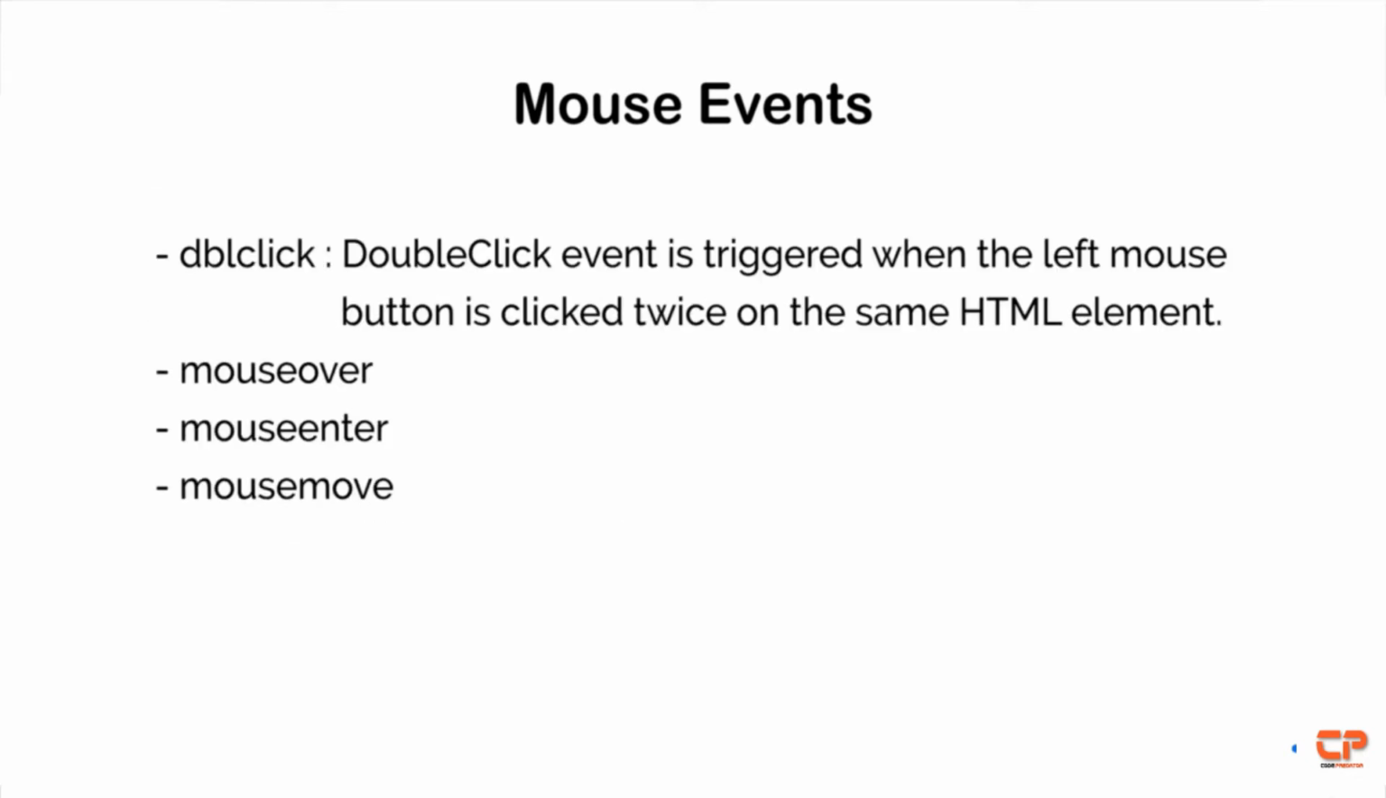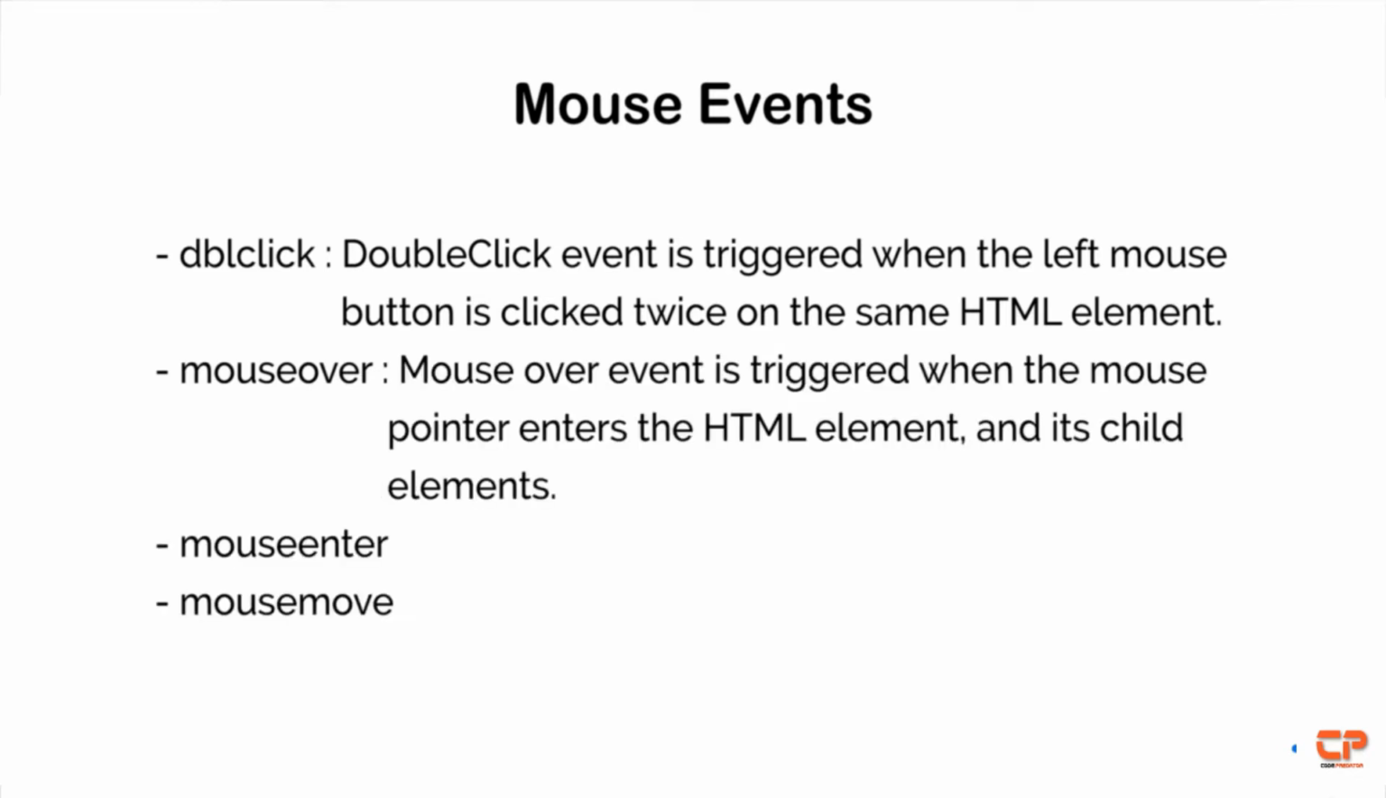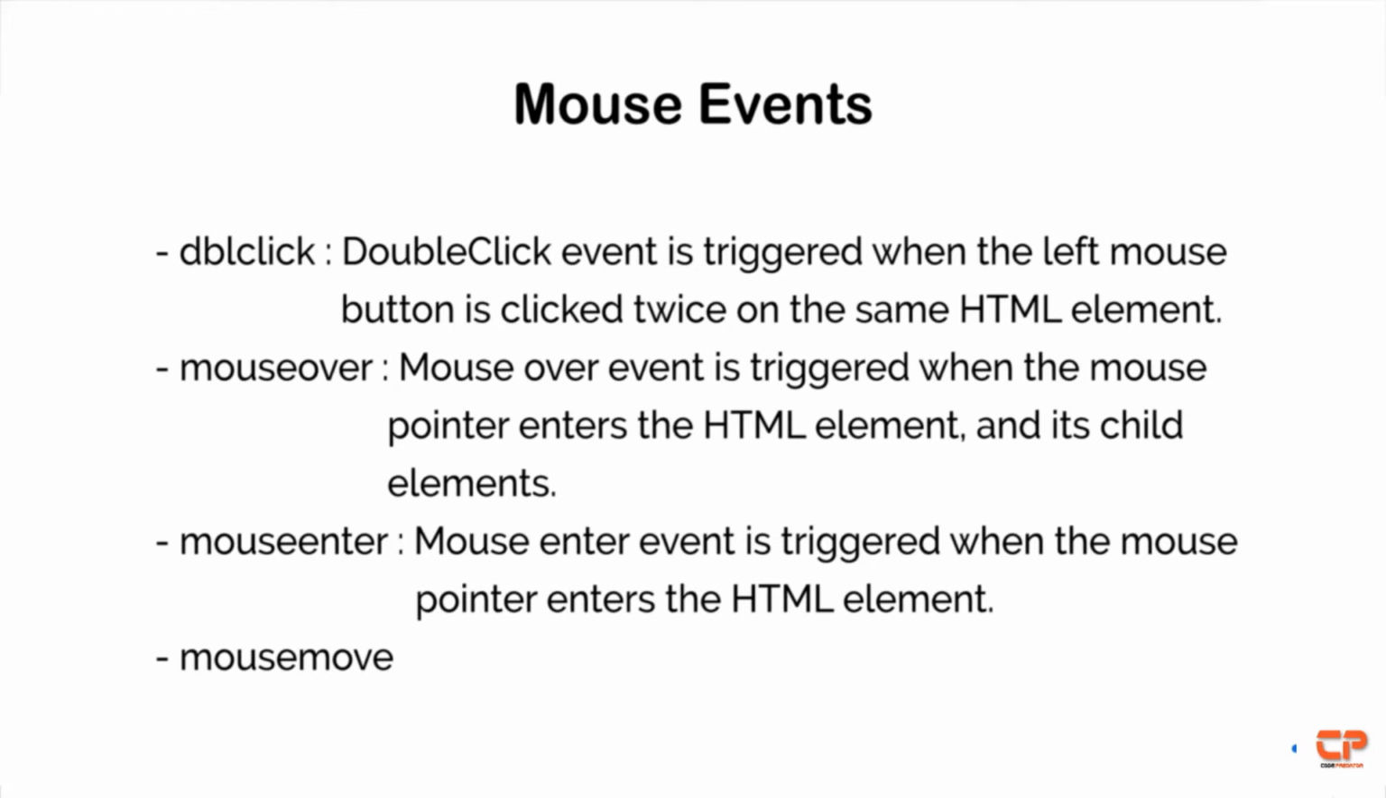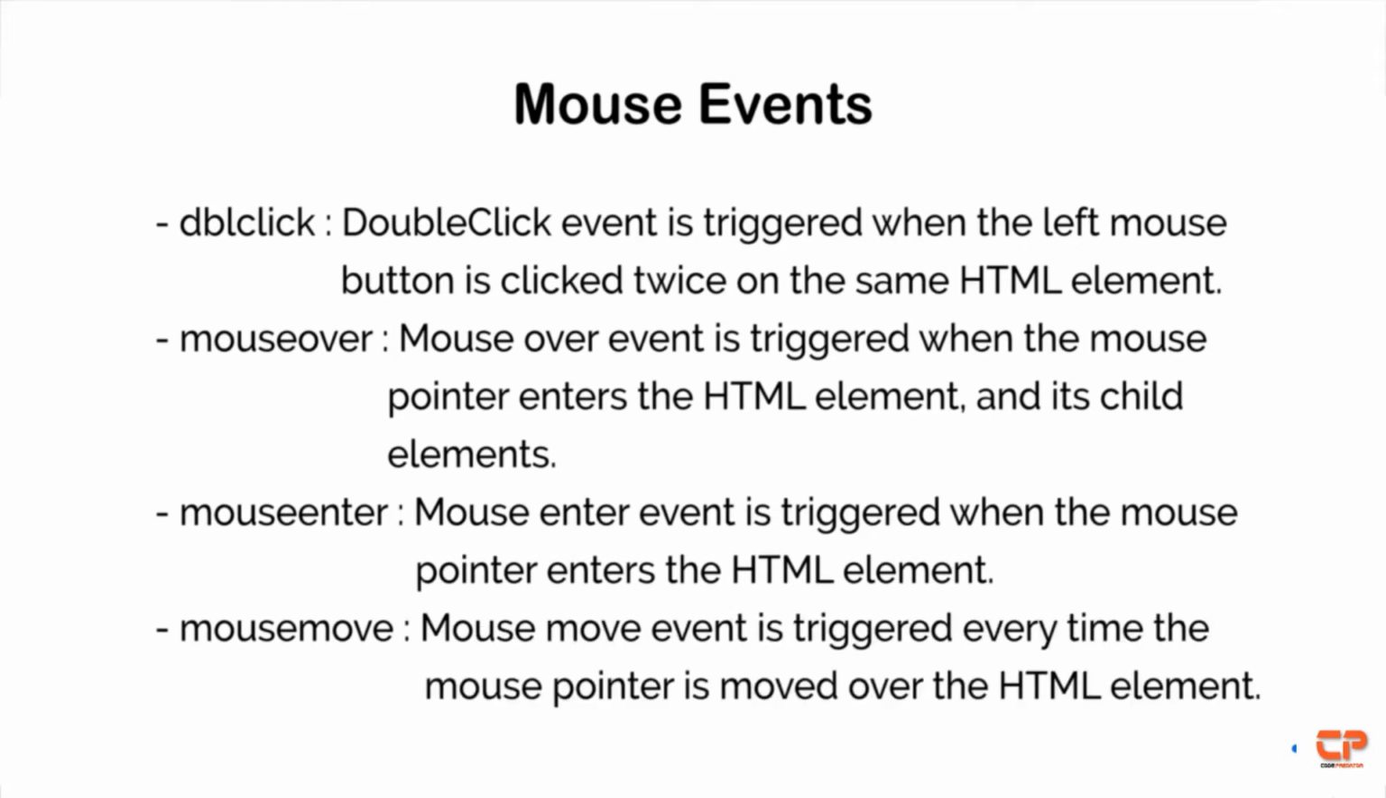Double click event is triggered when the left mouse button is clicked twice. Mouse over event is triggered when the mouse pointer enters the HTML element and its child elements. Mouse enter event is triggered when the mouse pointer enters the HTML element. Mouse move event is triggered every time the mouse pointer is moved over the HTML element. So let's give these a try.